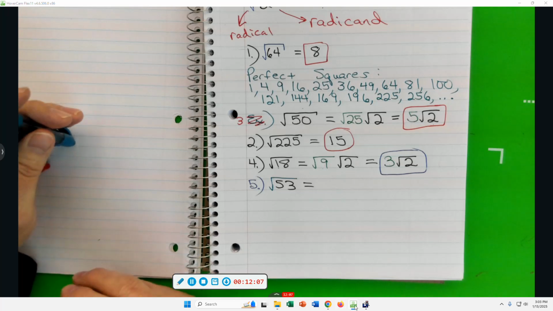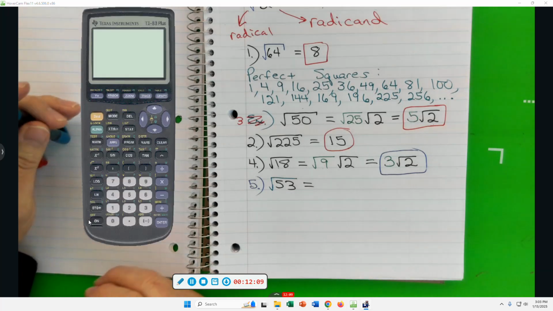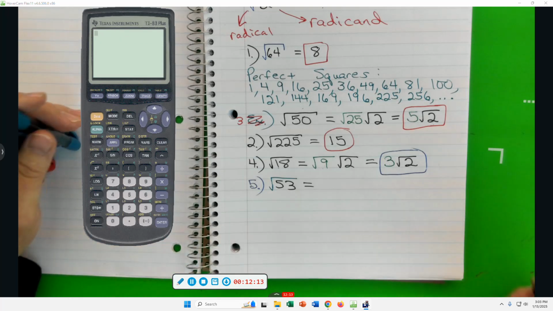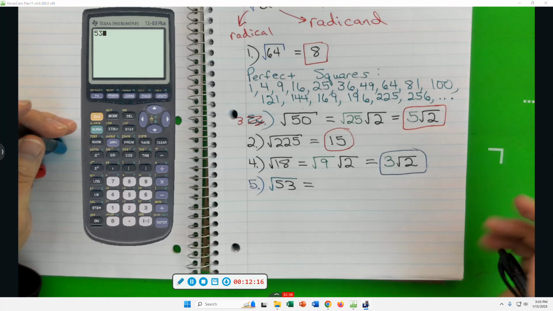Try to pull up my calculator. I heard 9 and I heard 7. No, I said none. 53 divided... Oh, you said none. Okay. But here's my thought.